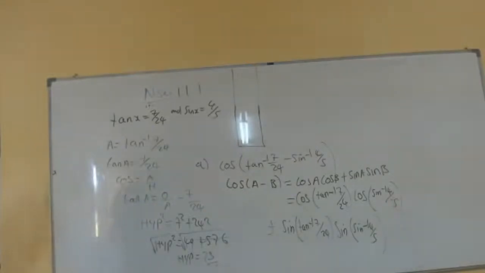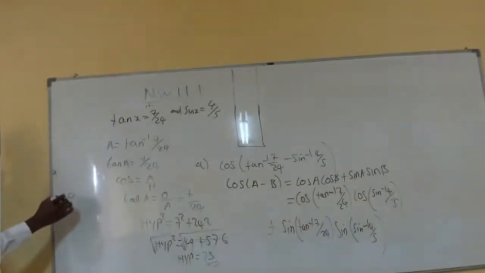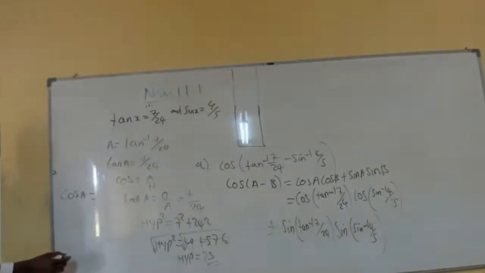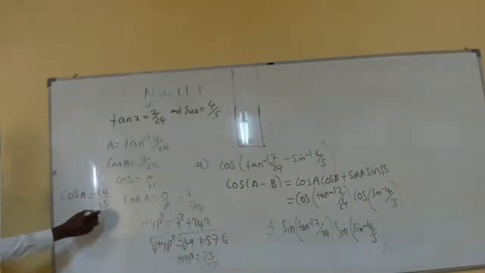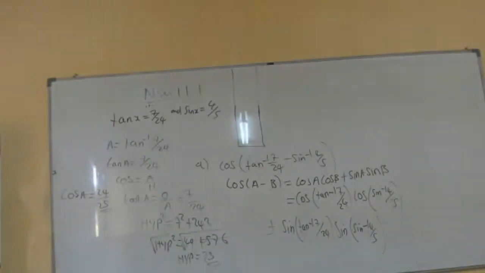Now that we know what our hypotenuse is, what is cos A? Cos A is equal to adjacent over hypotenuse. The adjacent has been given as 24, the hypotenuse as 25. So cos A is 24 over 25. Now we also want to find sine A, and then cos B.